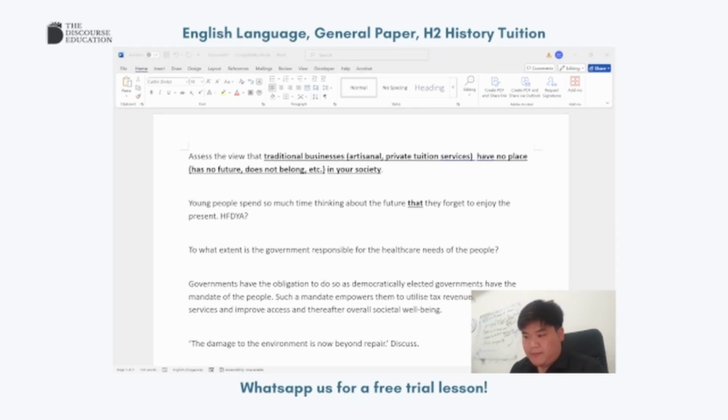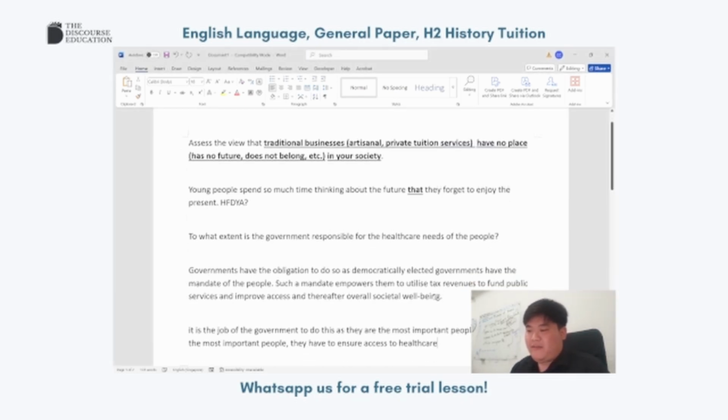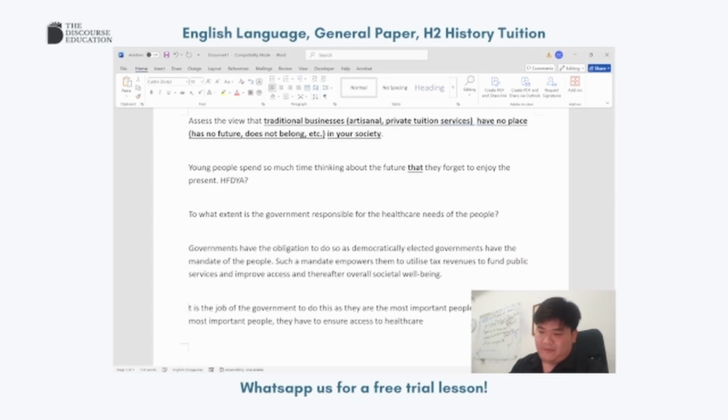But in the end, what he did was he wrote something like, it is the job of the government to do this, as they are the most important people. As they are the most important people, they have to ensure access to healthcare. So I'm gonna show you an example of what he wrote. To be clear, this is not verbatim. I'm sort of paraphrasing it a little bit because obviously I can't remember it verbatim. But this is what he wrote in the end.